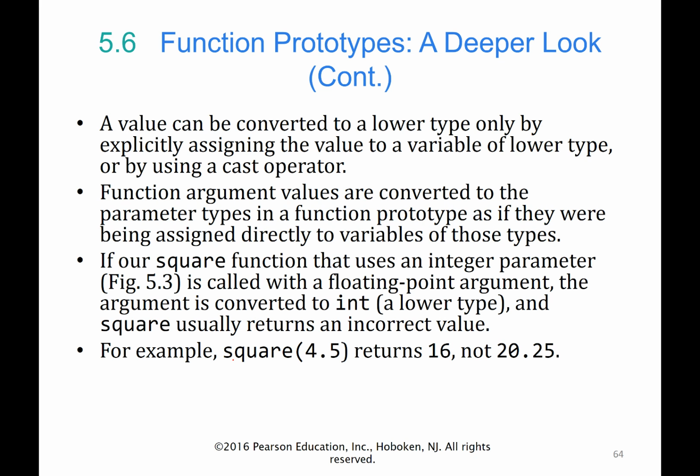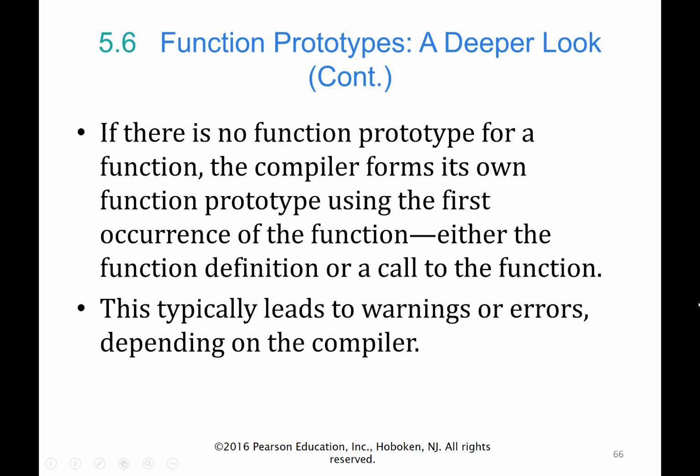A value can be converted only to a lower type by the compiler. So in other words, if you know that you should not, you could do what they call a cast operation. I don't worry too much about it. I don't do that. But again, we can do the word int, then a lower type, and it converts. In this class I'm not going to get into using casting. If there's no prototype, the function performs its own conversion.